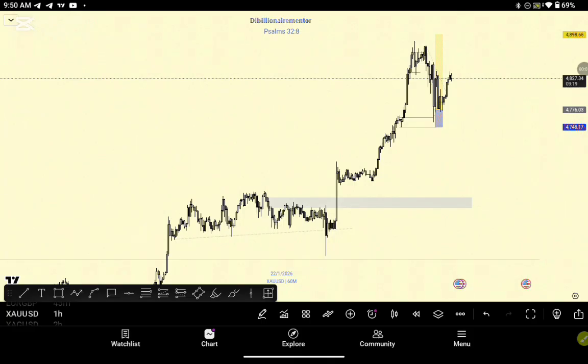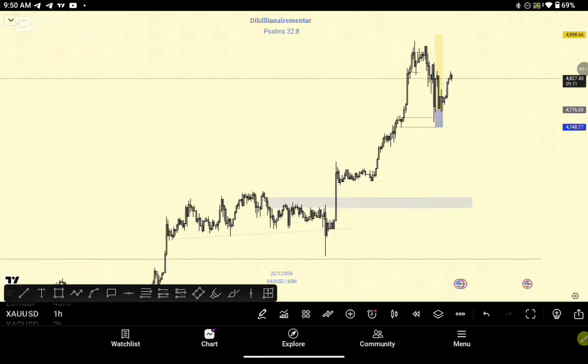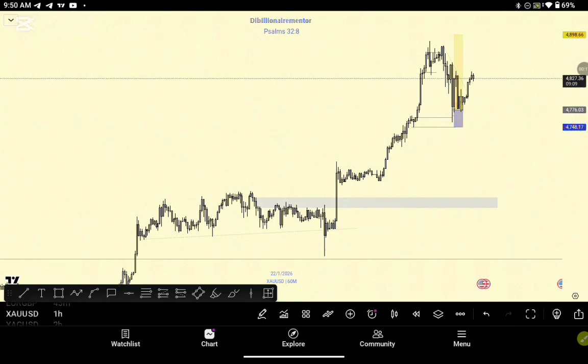So today's lesson is titled Understanding Market Structure. That is how price moves in the market. When we talk about market structure, we're talking about how price moves in the market.